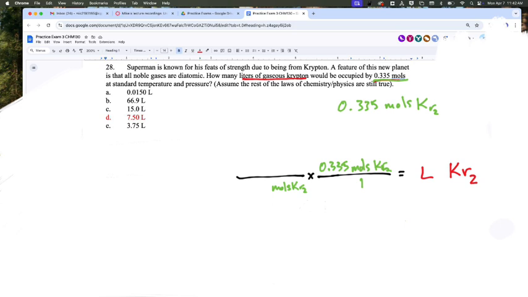And what needs to appear in the numerator? Liters of our krypton. Do I know how to do that conversion? Yes. Yeah? What is it? 22.4 moles equals 1 liter. Is that right? 22.4 liters is equal to 1 mole. Okay. So we can now plug that information in, 22.4 liters and 1 mole. So far, so good? Do we have our answer?